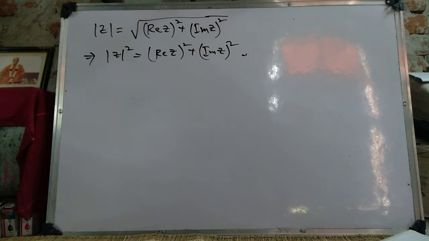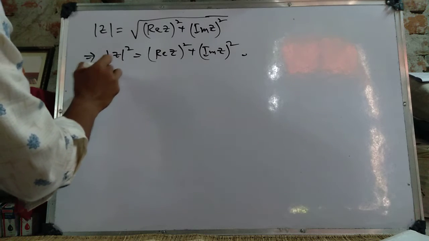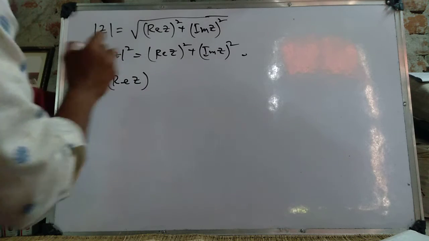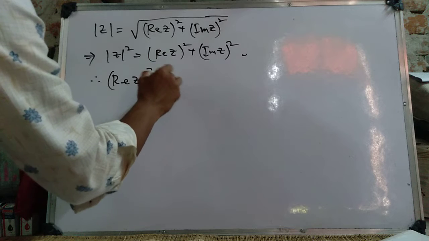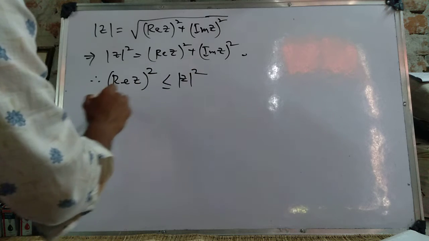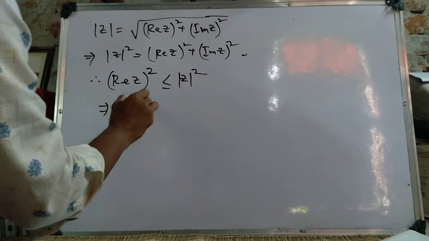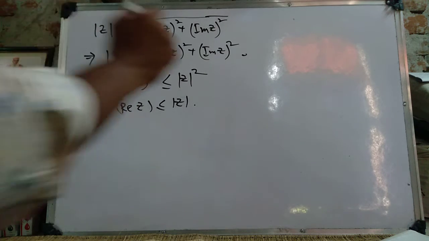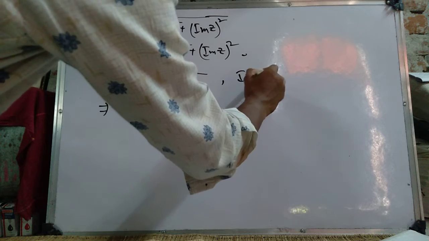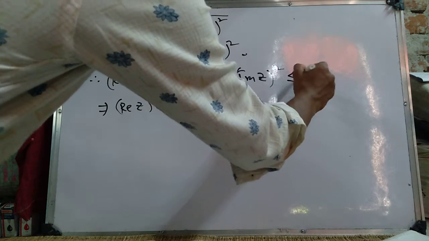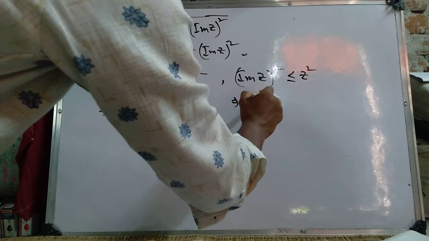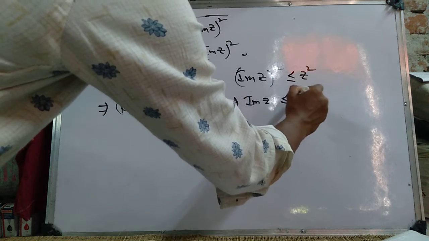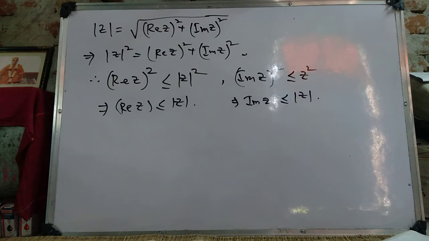Then what we talk about now, in this way: real z square is less than or equal to mod z square. This implies real z is less than or equal to mod z. The same thing here: imaginary z square is less than or equal to mod z square. This implies imaginary z is less than or equal to mod z. So this one is the important thing for us.